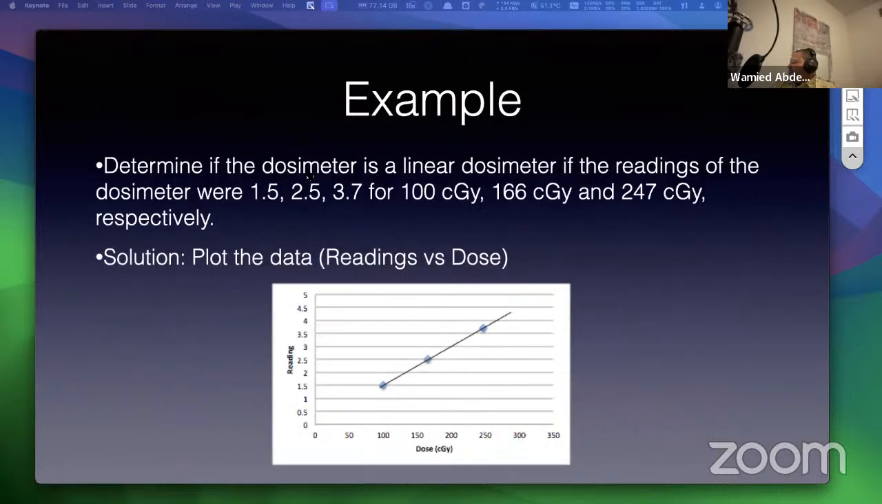If we want to test whether a dosimeter is linear or not, we put it in a radiation beam and deliver known doses to it. We double the dose and look at the signal. Then we plot the signal versus the dose and see if that is a straight line or not. If it's a straight line, then it's a linear dosimeter. If not, it's non-linear.